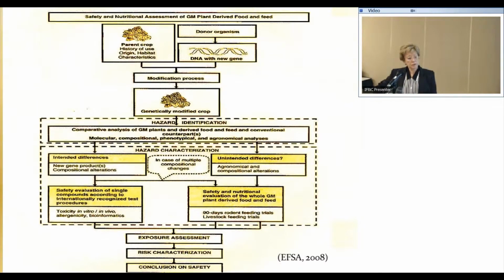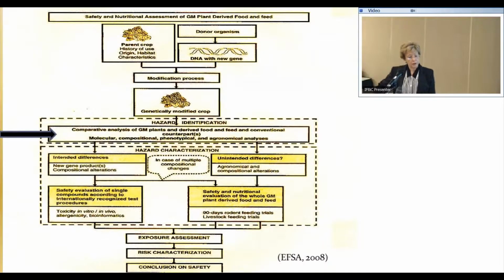Starting from the top, you can't see it very well, I think, but the history of the use of the parent crop, the donors, and all these steps, but then getting to the compositional analysis, the comparative analysis, of which the composition analysis, molecular, phenotypic, economic are key items. And this part forms the hazard identification part of the assessment. Remember, this is a safety assessment within a risk assessment, and we were talking risk. This is what we're aiming for, determining the risk. There's a difference between safety and risk.